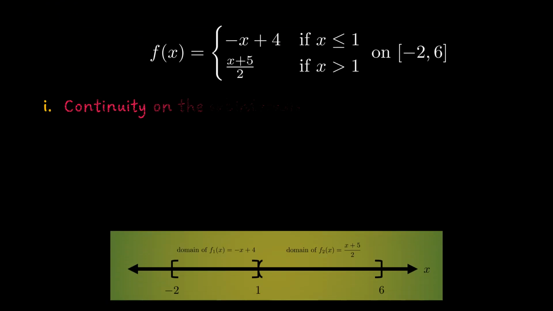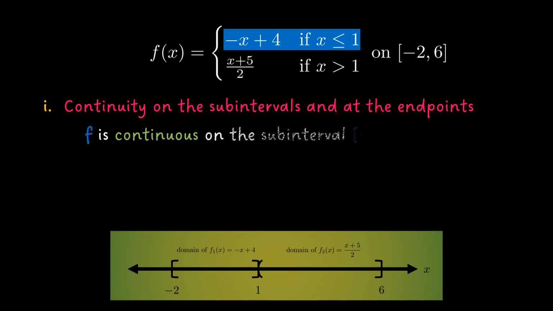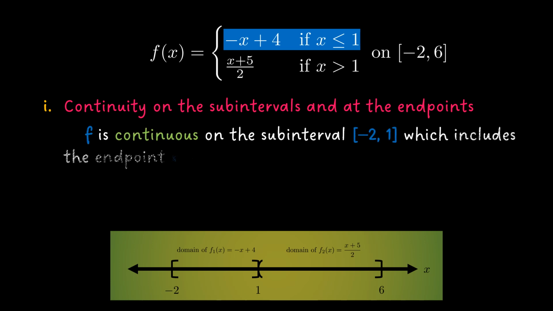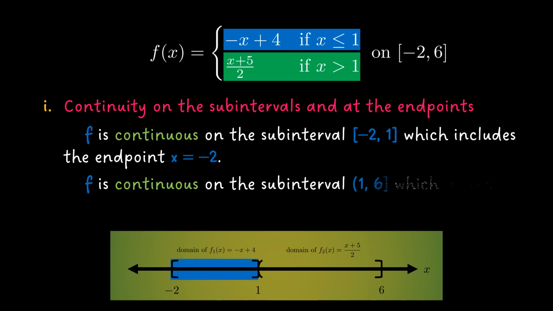First, continuity on the subintervals and at the endpoints. f1 of x equals -x + 4 is a polynomial, which is continuous everywhere. Hence, f is continuous on the subinterval [-2, 1], which includes the endpoint x equals -2. f2 of x equals (x + 5)/2 is a polynomial, which is also continuous everywhere. Thus, f is continuous on the subinterval [1, 6], which includes the endpoint x equals 6.